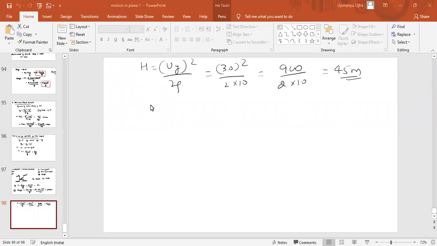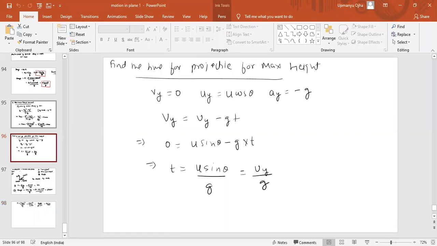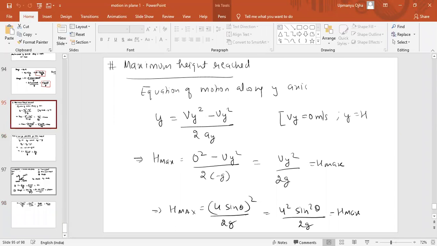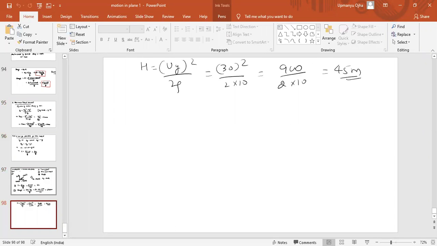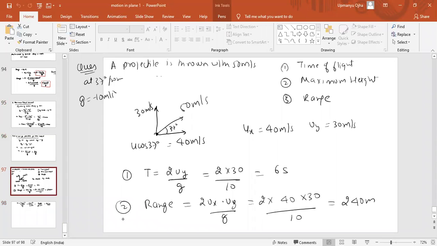Okay, yesterday we found the range, the horizontal range, the maximum height, and the time of flight. So we have done one problem also.